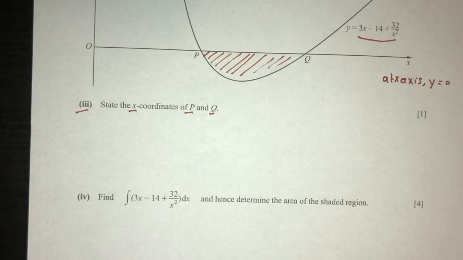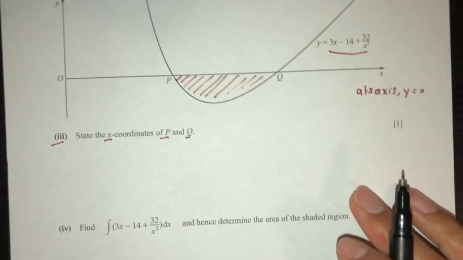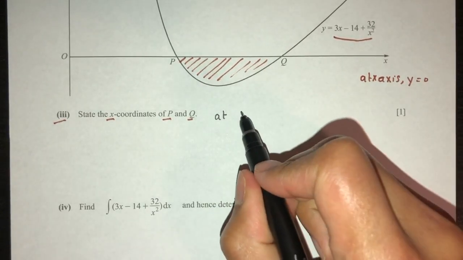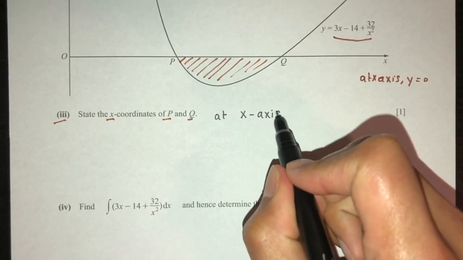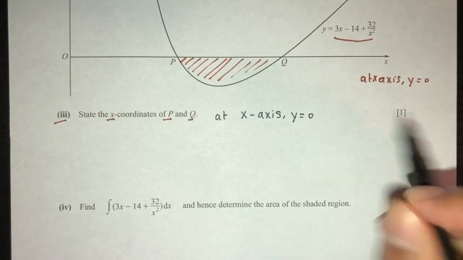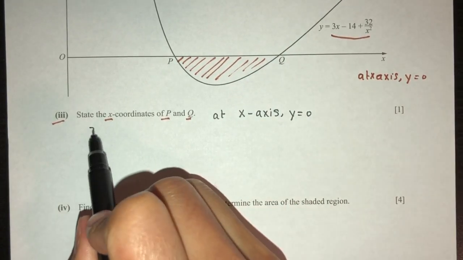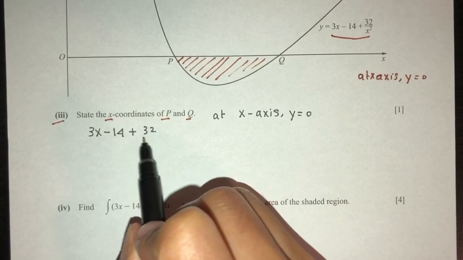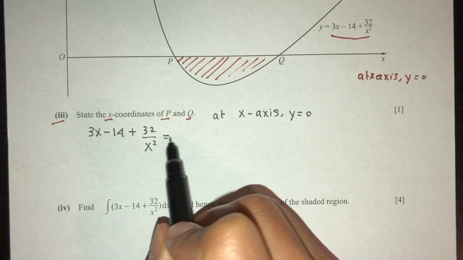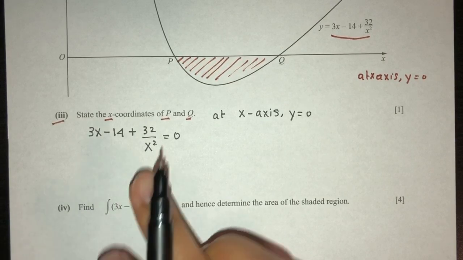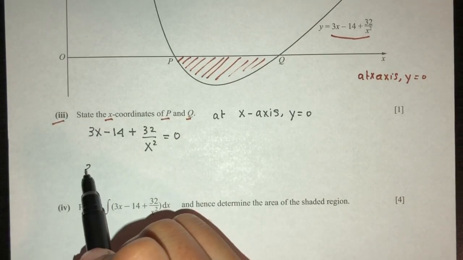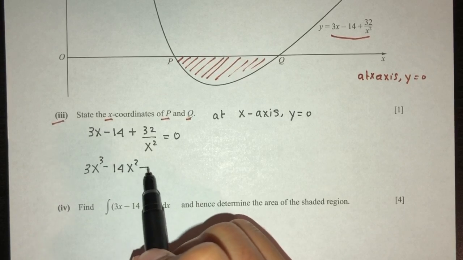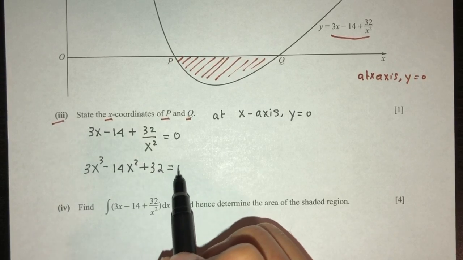Let's write this down again. You will say at the x-axis the value of y is 0, so we have to solve this equation. So 3x minus 14 plus 32 over x squared is equal to 0. Now multiply everywhere by x squared. You will have 3x cubed minus 14x squared plus 32 equal to 0.